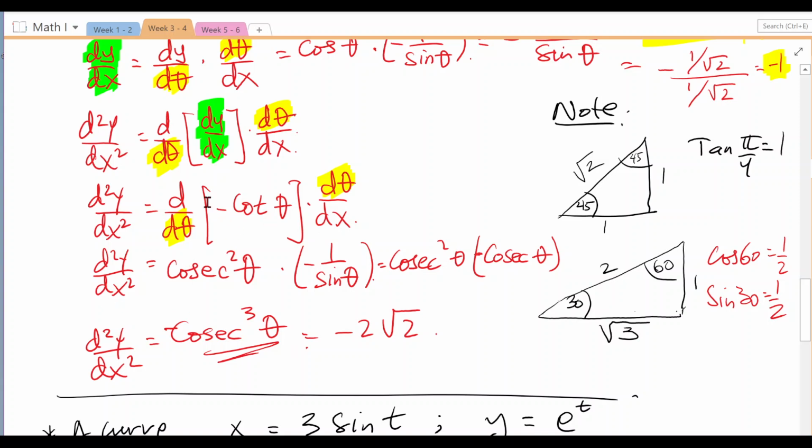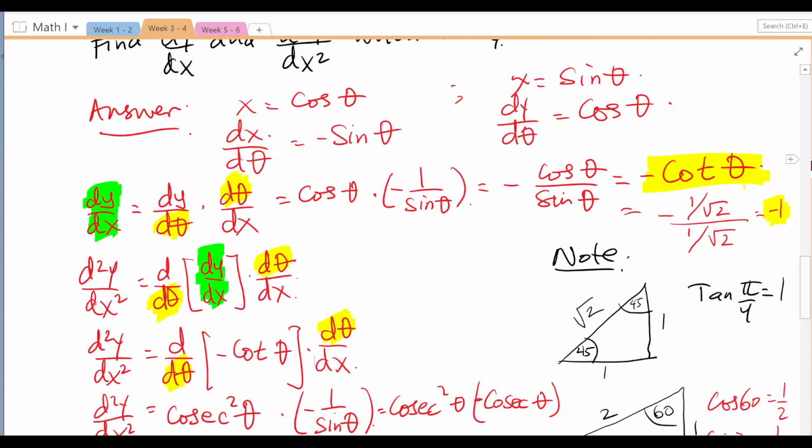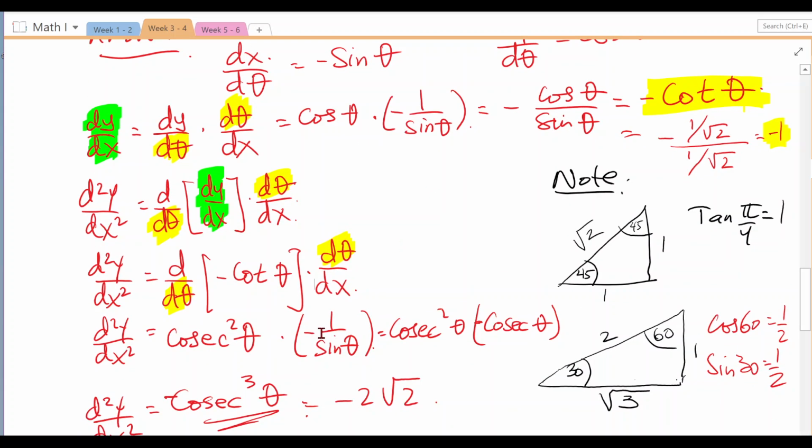And the derivative of cotangent theta, negative cotangent theta, is cosecant squared theta, and d theta over dx was already provided before. d theta over dx is negative sine theta, so we have 1 over negative sine theta. So again, why the derivative of cotangent theta is cosecant squared theta is just by memorizing or standard conversion.